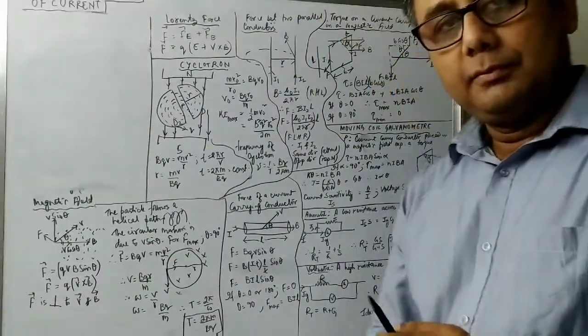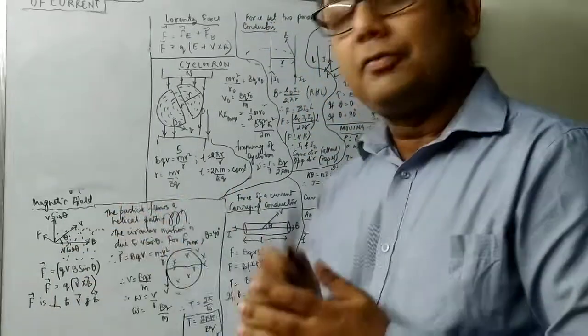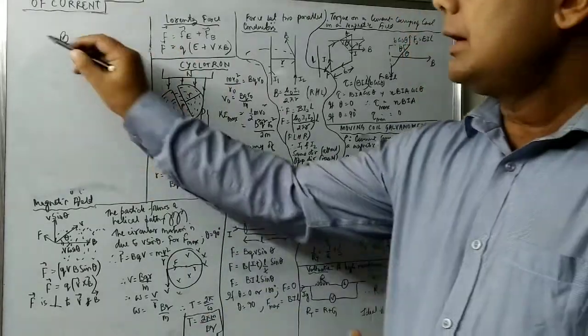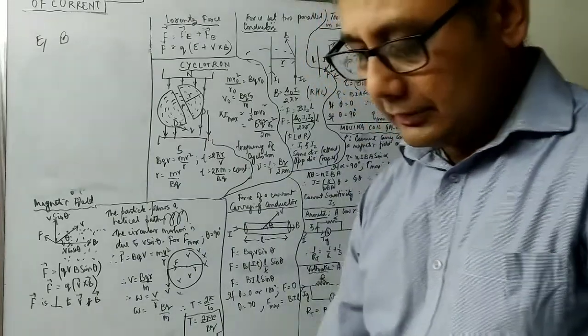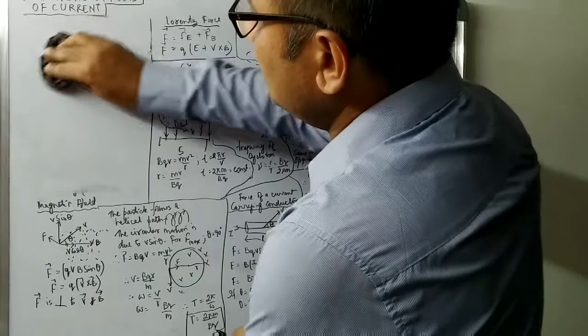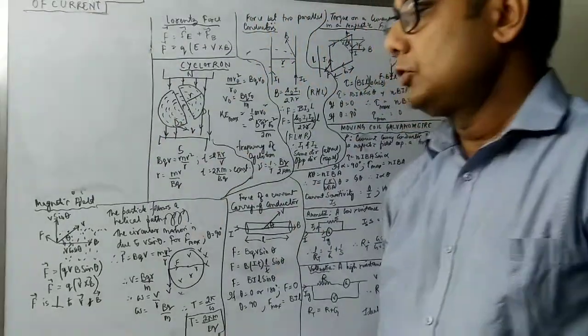Second part we move is if the charge is moving along the magnetic field. Now here we will represent the magnetic field as B, electric field as E. Okay, we represent the electric field as E and the magnetic field as B. So what will happen if the charge is moving along the magnetic field? So let's watch it.